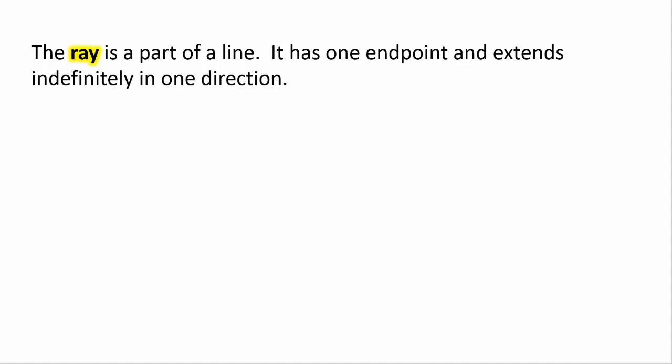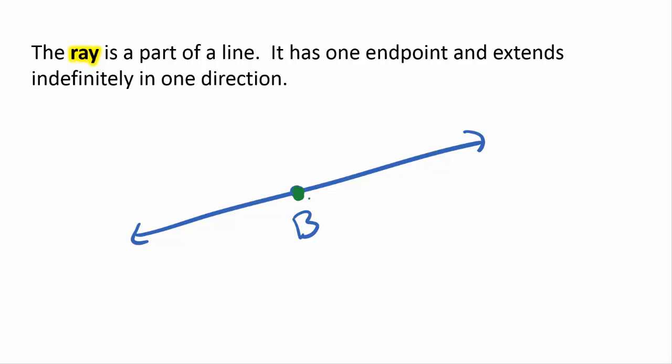Now, before we talk about angles, we need to talk about a ray. A ray is a part of a line. I'm going to go ahead and draw a line here, place a point there, and call it B. A ray has one endpoint and extends indefinitely in one direction. So if I were to follow this ray, it would start here, I'm going to use a different color, and then go in one direction. But it does have an endpoint. So I'm going to highlight the part that I'm talking about. It starts at one endpoint and goes on indefinitely in one direction.